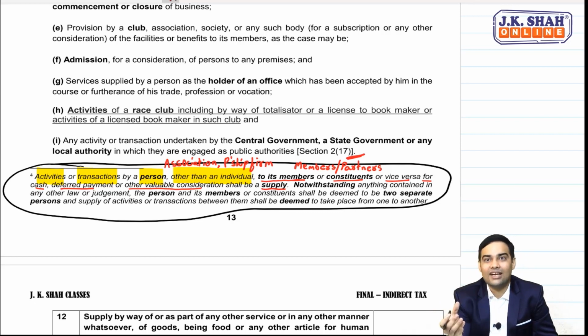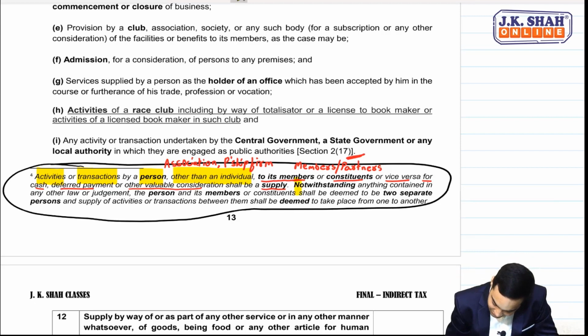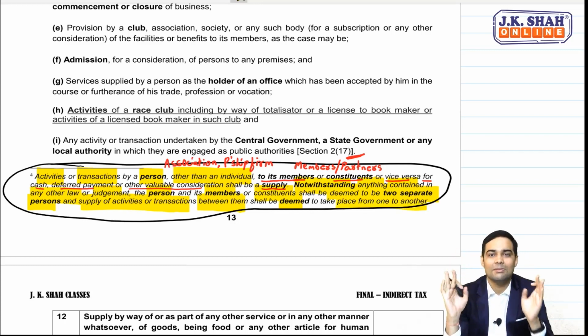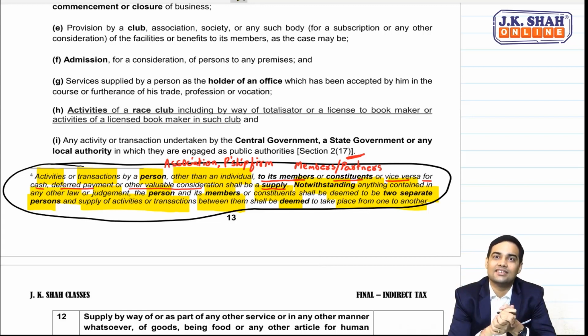But here, partner and partnership firm were actually not different. And now government has clearly said that without any doubt, they will be regarded as different. Let's see further. Notwithstanding anything contained in any other law or judgment, person and its members or constituents shall be deemed to be two separate persons, and supply of activities or transactions between them shall be deemed to have taken place from one to another. The basic reason was to overrule the Supreme Court judgment, just to provide a safeguard, saying that in future such litigation should not arise.